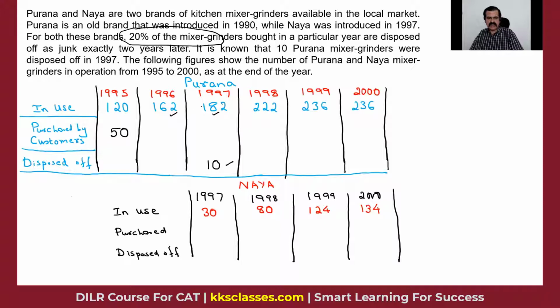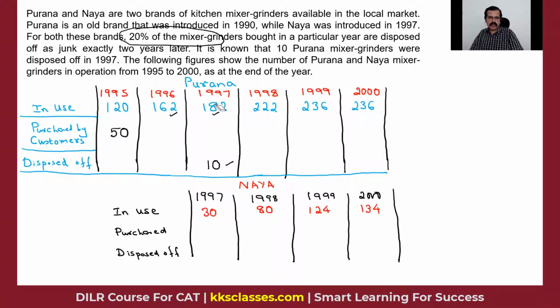So 162 in fact became 192, not 182. Okay, once you get it, we are through with solving this set. So 162 then became 192. How did you get 192? 182 in existence plus the 10 which were thrown off. So those were there in operation at some point of time earlier.